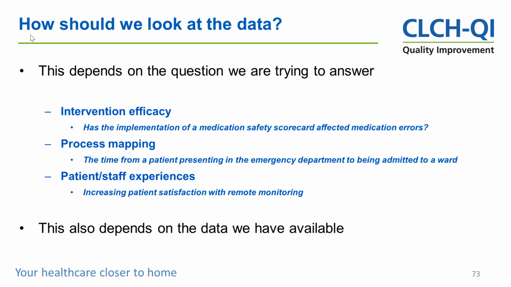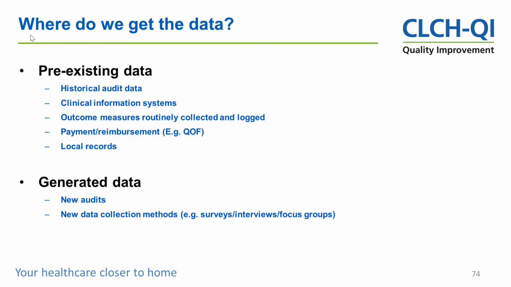But in terms of how we look at the data, it's really important for us to be aware of the data that we have available first. Data collection itself in terms of improvement work can be quite time consuming. So if there is data that already exists or is already routinely collected, then this really should be the first port of call. So where do we get this data from? As I said, there are two different types of data: pre-existing data and generated data.